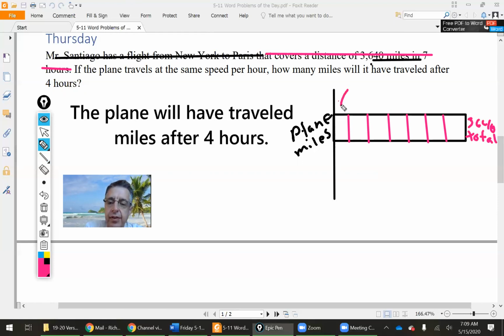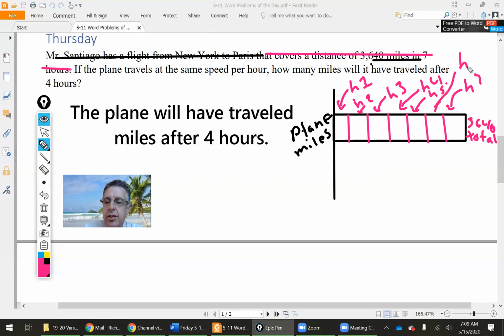This is, and I'll say this hour 1. And this one over here is hour 7. I have a total of 7 total hours here. So I could even put H1, H2. This one is H3. This one is H4, H5, and H6. All right, so we have 6 total hours.